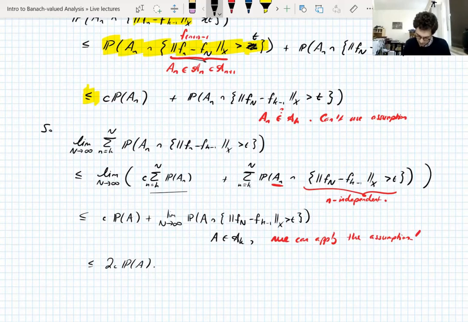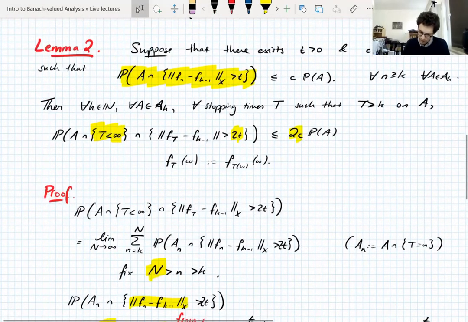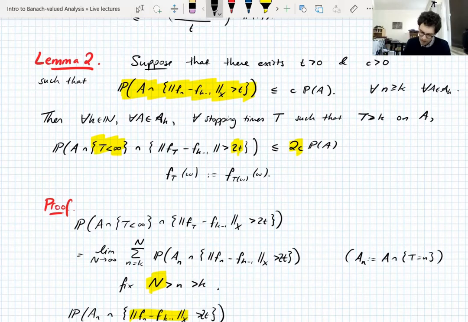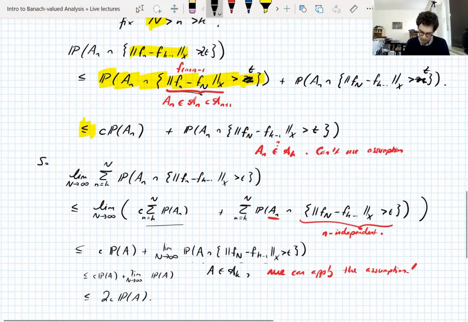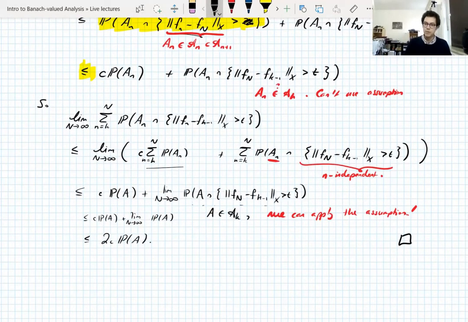Because I sort of skipped the step here. Let's write it as this. Each one of these probabilities here is itself less than the probability of A, independently of capital N. That's part of our hypothesis, actually. This is true for all n greater than or equal to k, but there's no n on the right-hand side. Anyway, that's how the proof of lemma 2 works.